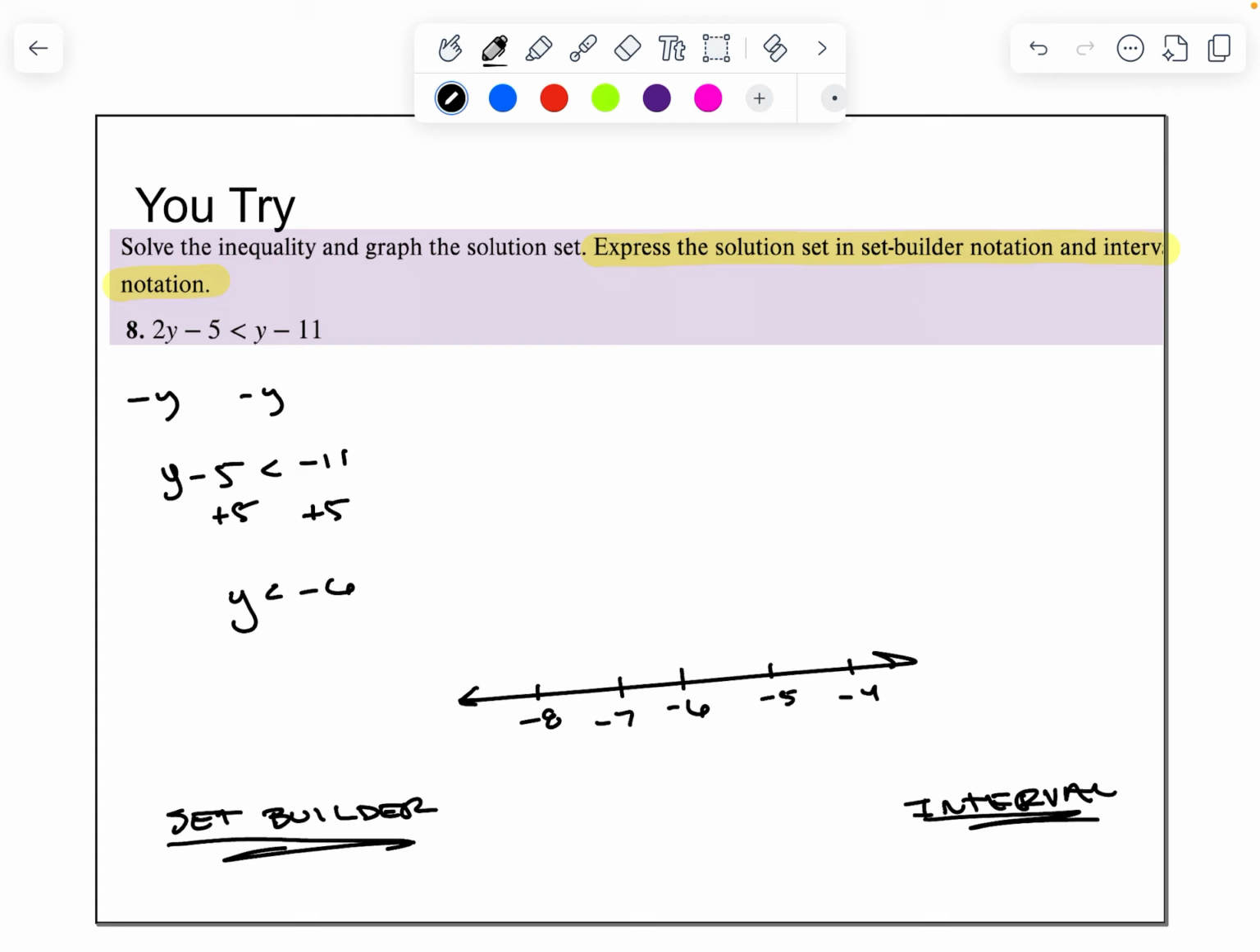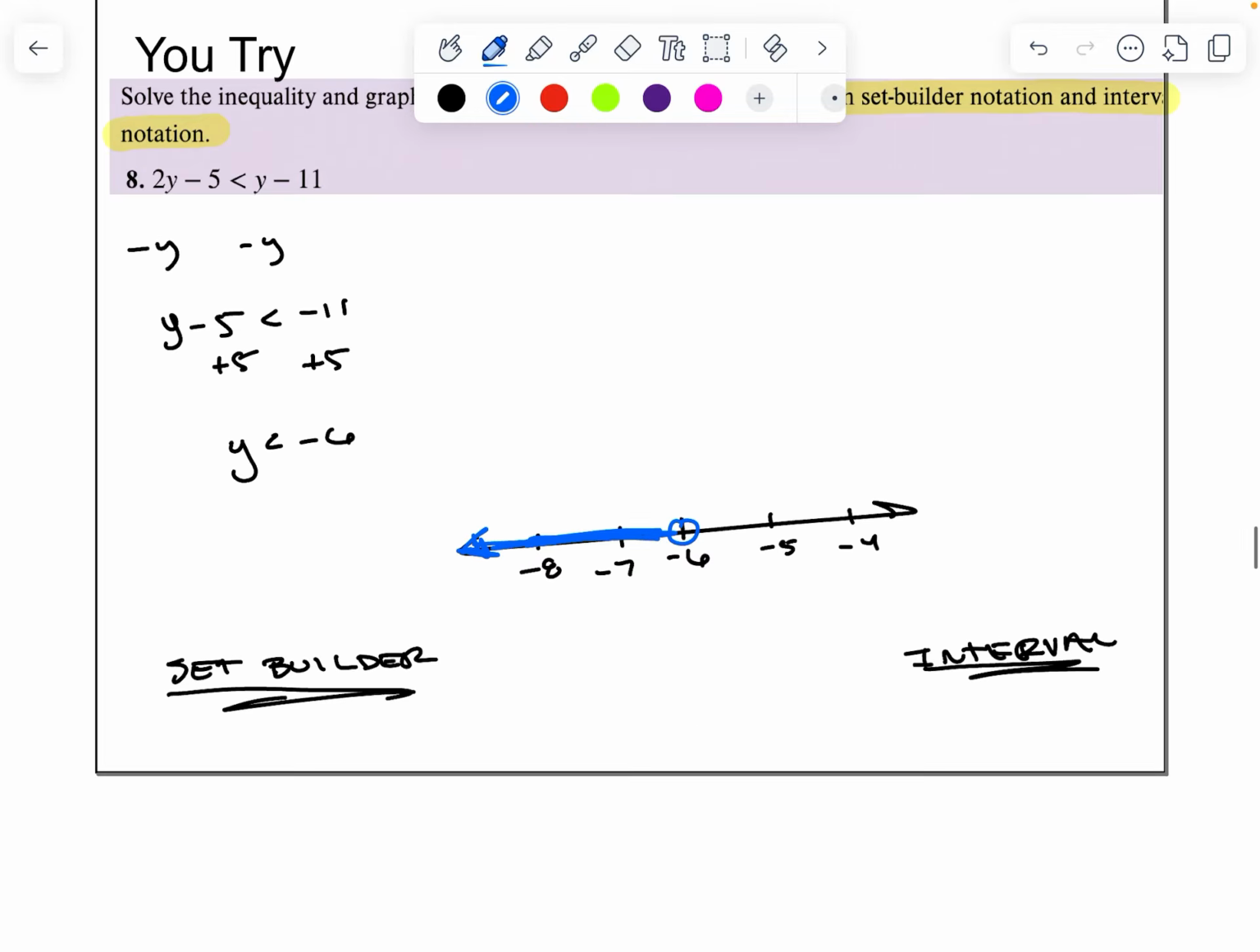And if y is strictly less than negative 6, it's going to be an open circle, shaded to the left. My set builder notation is going to be the set of y, because that's my variable, such that y is less than negative 6. I'm basically just taking my solution and rewriting it. My interval notation, this graph is shaded from negative infinity to negative 6. Infinity always gets a parentheses. Here, since I had an open circle, my 6 is also going to get a parentheses.